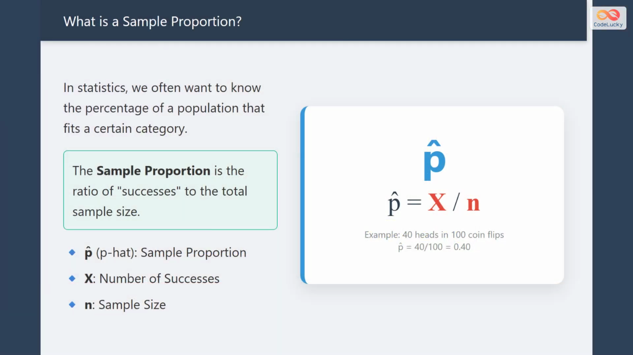Let's start with the basics. What exactly is a sample proportion? It is denoted by the symbol p-hat. It represents the fraction of individuals in a sample that share a certain characteristic. To calculate it, you simply divide x, the number of successes, by n, the total sample size. For instance, if you flip a coin 100 times and get 40 heads, your sample proportion of heads is 0.4.